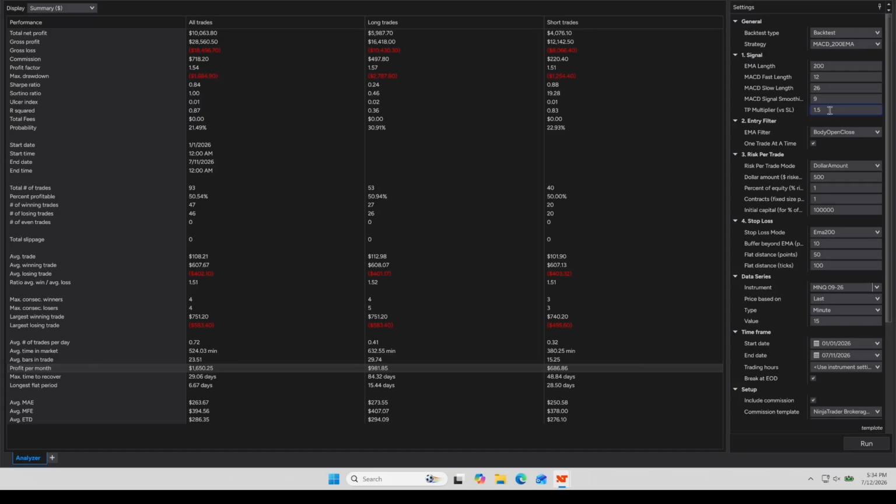Profit factor of 0.54. That is really good. Again, you can play around with it to see how you would want to approach it, but it is pretty good.